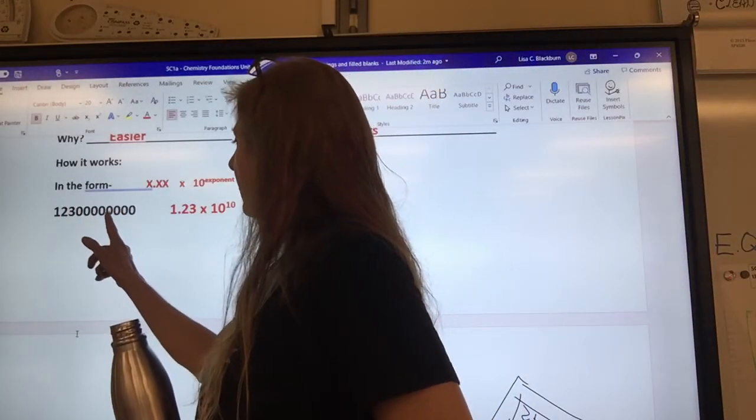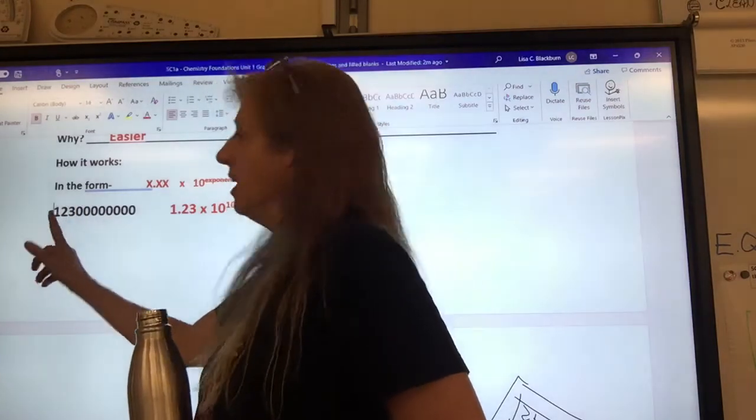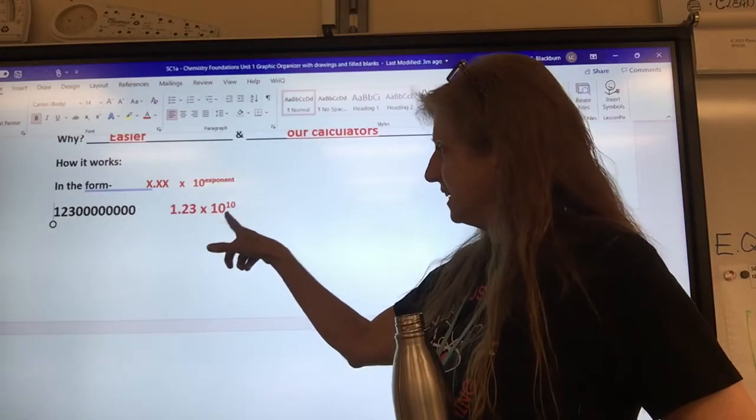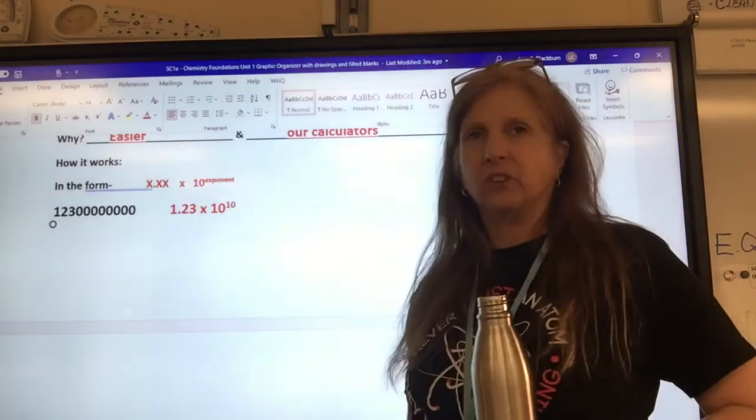1, 2, 3, 4, 5, 6, 7, 8, 9, 10. So the number is 1.23 times 10 to the 10th power because we moved 10 jumps.